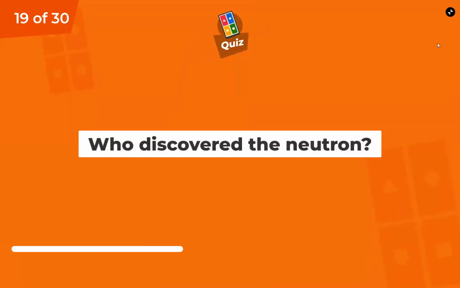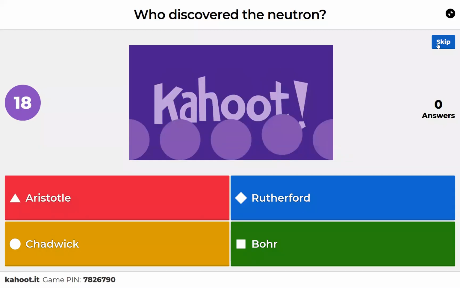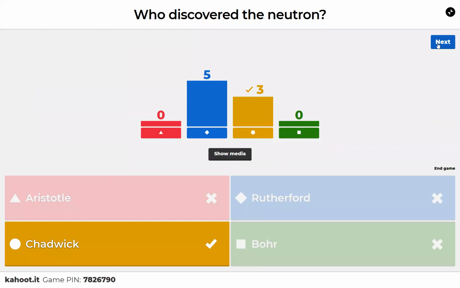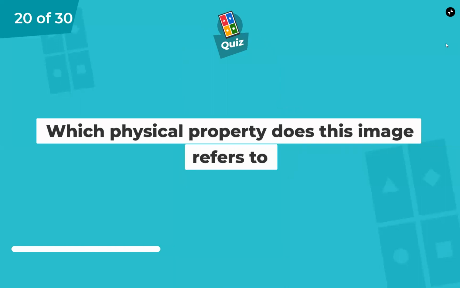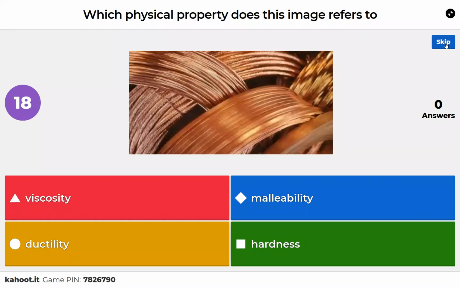Number 19. Who discovered the neutron? If you don't know, use the process of elimination. Okay, Chadwick was the discoverer. Very good. Okay, let's keep moving. Number 20. Physical property refers to pulling things into wires.